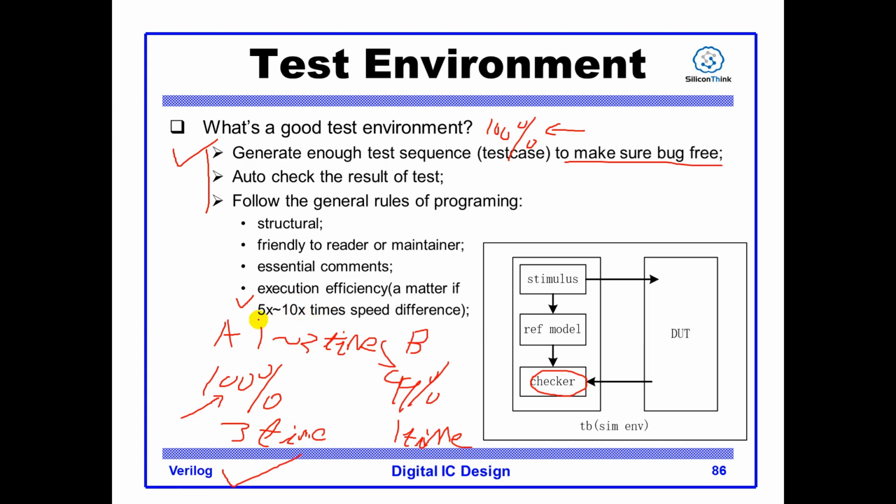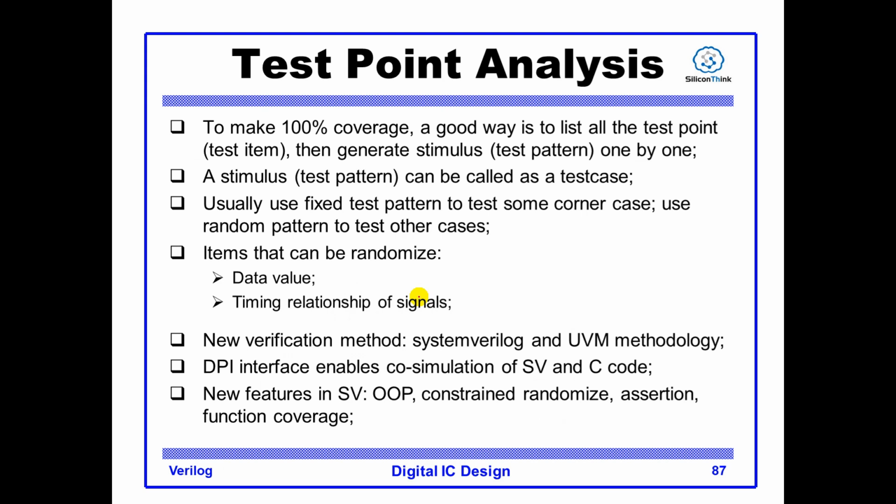But if you have a 5 times to 10 times difference in simulation speed, you have to check whether there is some point you can improve, so you can save simulation time. To achieve high test coverage, you have to analyze the test points. That is, you have to list all the test points in a document and generate stimulus for each test point.